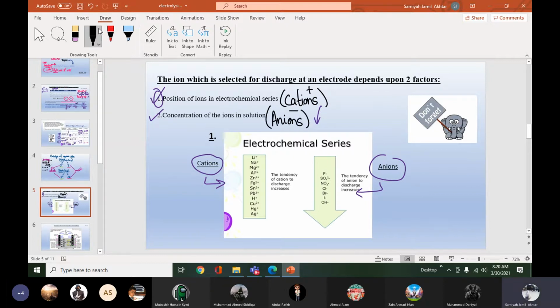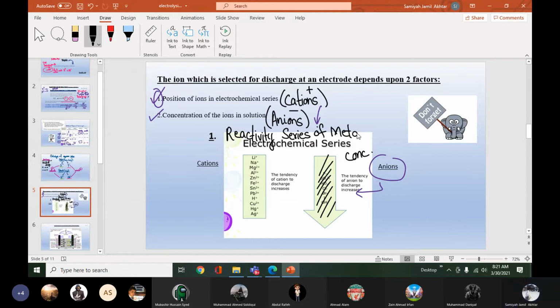For the negative anions, you will not see this series. For the anions, we will see the concentration. Now first I will explain the electrochemical series for the cations. Electrochemical series and the reactivity series are the same. In grade 6 or grade 7, you studied the reactivity series of metals. So in the reactivity series and in the electrochemical series, the arrangement of metals is the same.